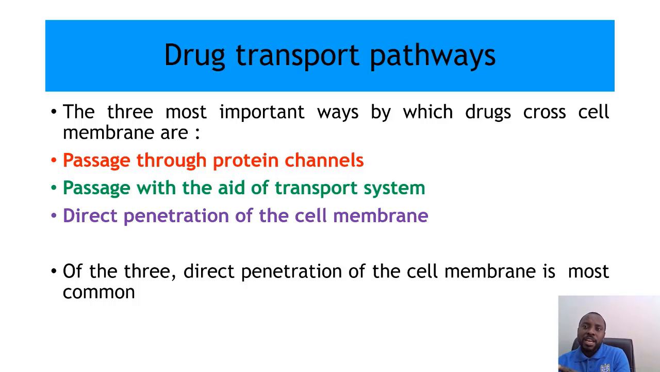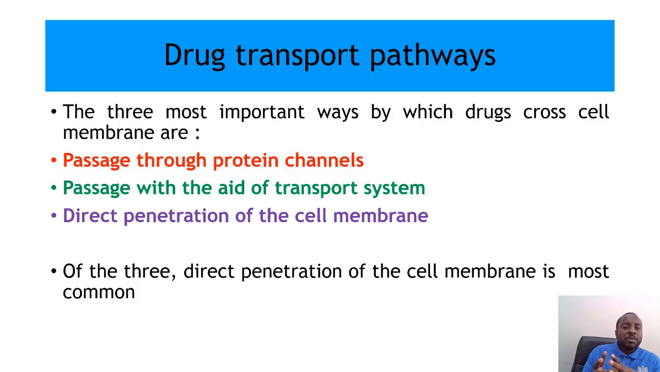And so you take a drug, and depending on the size of the drug, a specific protein channel can accommodate that drug. So a drug can go through the cell wall by a protein channel. Drugs can also go through a cell wall with the aid of a transport system. So we have some transport system. Some of the proteins embedded in the cell membrane also serve as a transport system. So a drug can use this transport system.